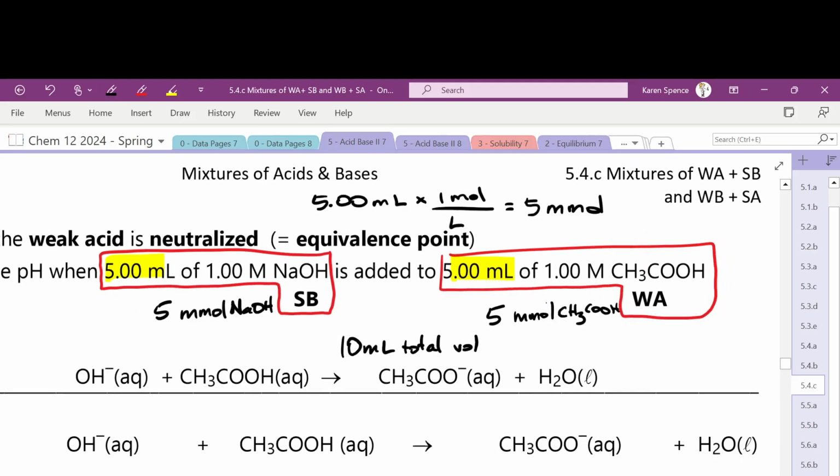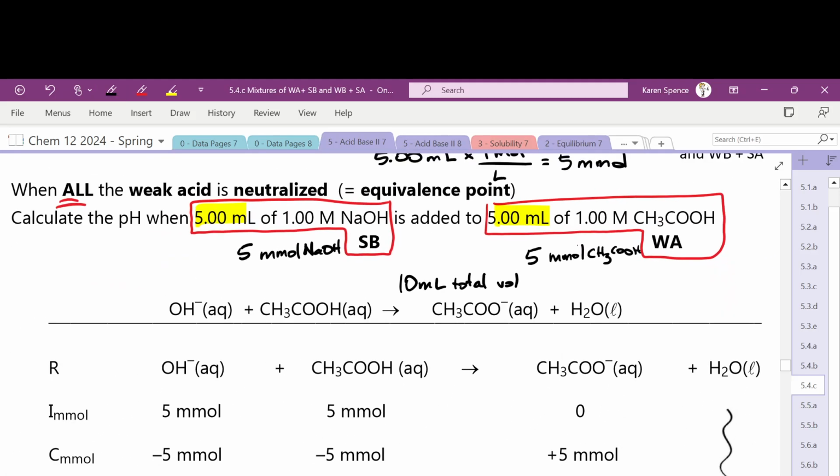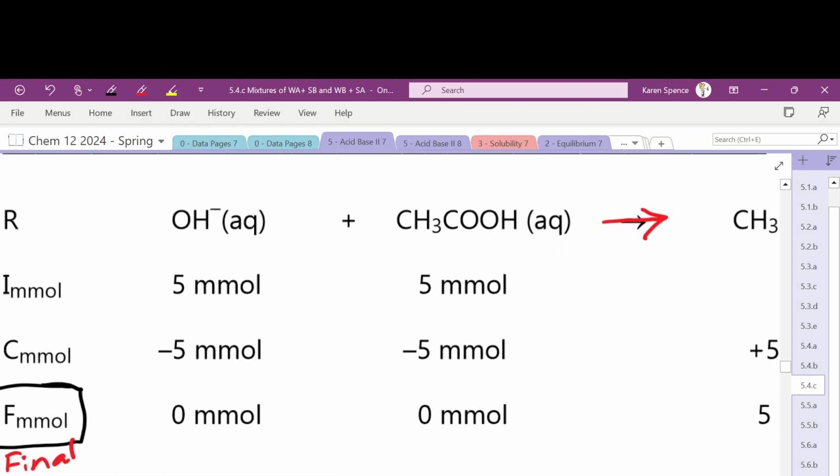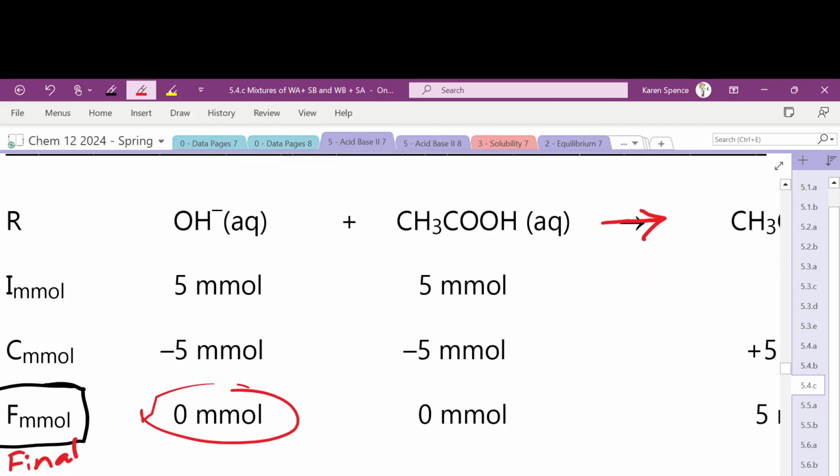So we're going to do a RICFA table. Why do we use the F here instead of an E? Chat with your neighbor about that. Why are we using an F instead of an E? Yeah, we have a one-way arrow, so it goes to completion. So we don't have an equilibrium concentration. We have a final concentration. Okay, so neither reactant is in excess.